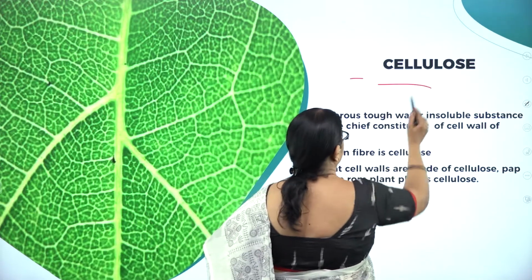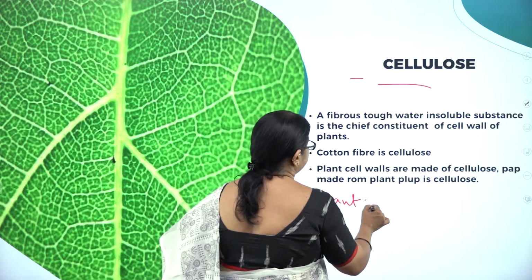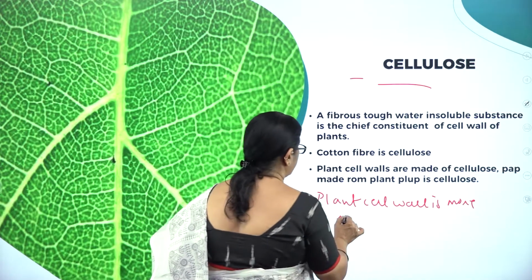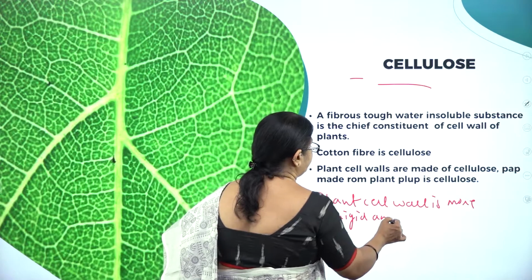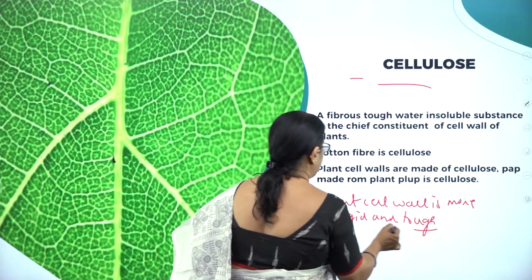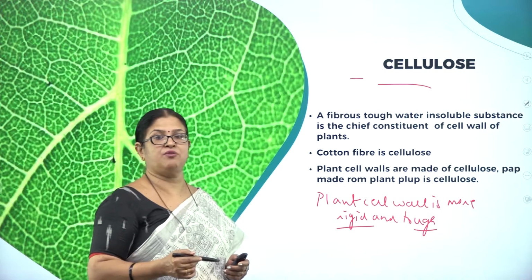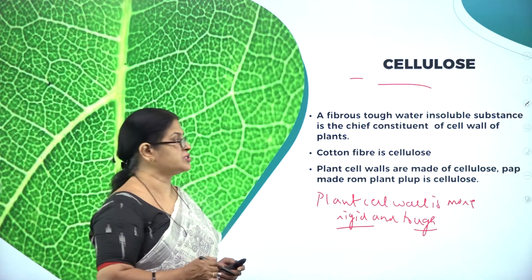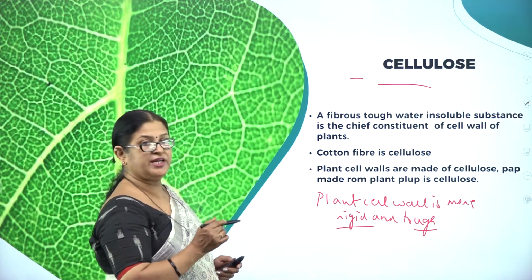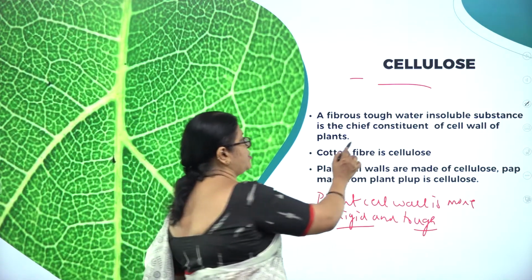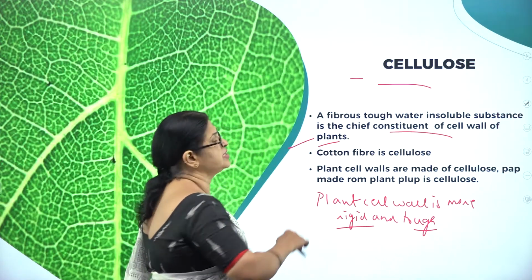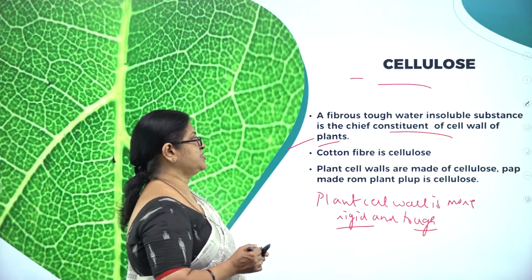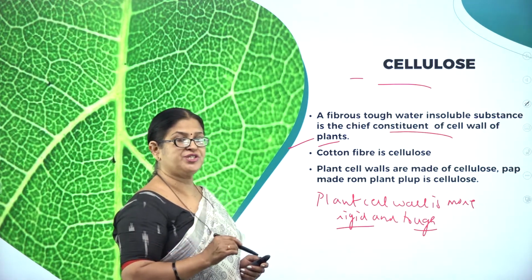I think all of us know the plant cell wall is more rigid and tough. This rigidity and toughness of the plant cell wall is mainly due to the presence of the primary cell wall material called cellulose. It is a fibrous, tough, water insoluble substance, and it is the chief constituent of the cell wall of plants.